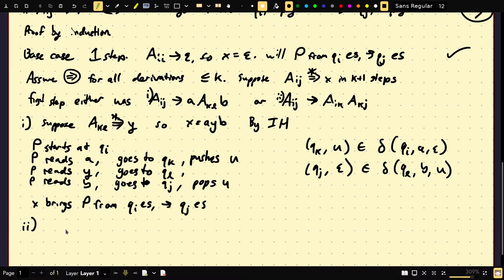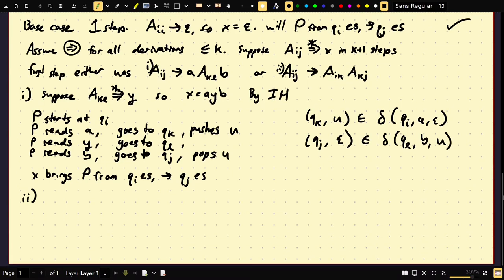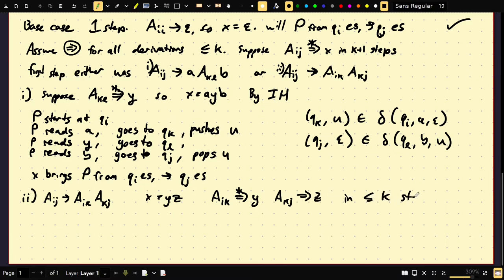What this really is saying is that the stack is never empty except at the beginning and the end, and the first symbol we push is the last one we pop always. This says at some point, possibly state k, the stack is empty, right? So we have the rule A_ij produces A_ik A_kj. Now, suppose that x equals yz such that A_ik produces y, and then A_kj produces z in less than k steps, right? Because this is supposed to be happening in k plus 1 steps, and so these must both happen in less than k steps.